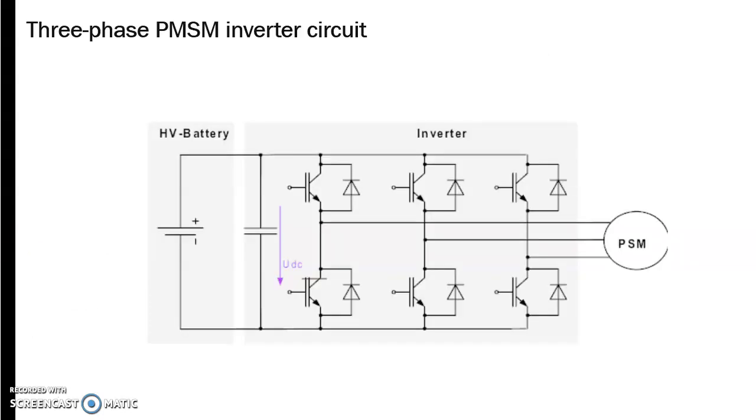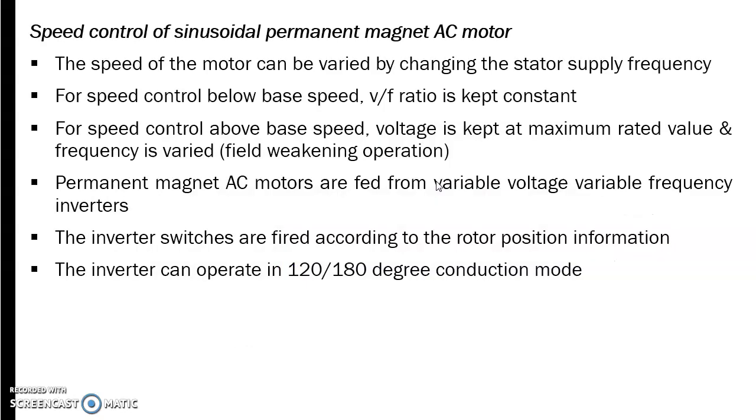See this 3-phase permanent magnet synchronous motor inverter circuit. Here you can see that this is a voltage source inverter. It is connected to the stator of the permanent magnet synchronous motor. And in this voltage source inverter, you can vary the voltage and frequency. The operation of this PWM inverter is either in 180 degree conduction mode or 120 degree conduction mode. And the speed of the motor can be varied by changing the stator supply frequency.